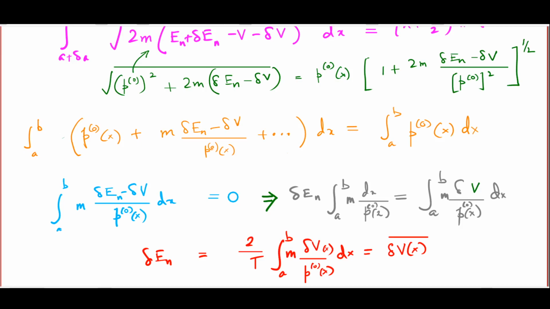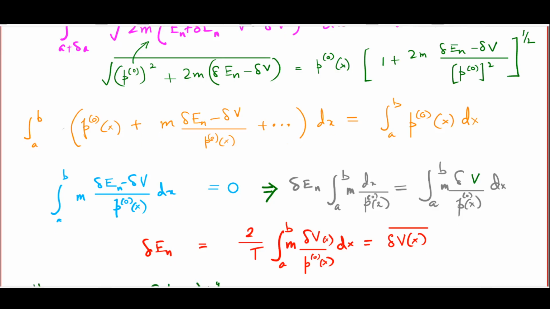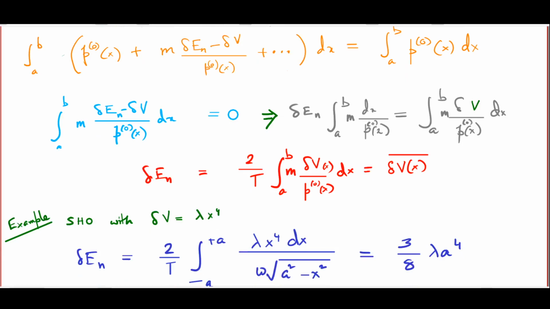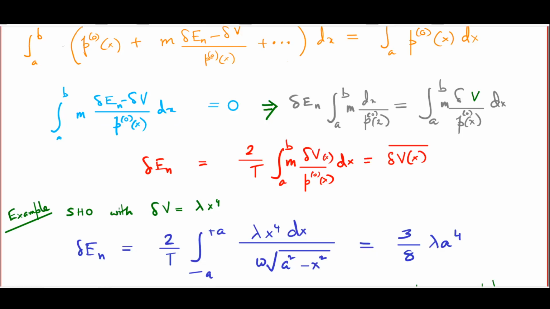Let us now turn to an application of this particular result. We will try to use this method to predict how much the energy will shift for a quartic perturbation on top of a harmonic oscillator. So if you have the standard simple harmonic oscillator, with an extra perturbing potential of lambda x^4 applied on it, according to the WKB formula, the change in the energy delta En must be simply 2 by T times the integral from minus A to plus A, the classical turning points, of the perturbation lambda x^4 dx divided by the velocity. And the velocity, as you all know from classical mechanics, is omega square root of A squared minus x squared.